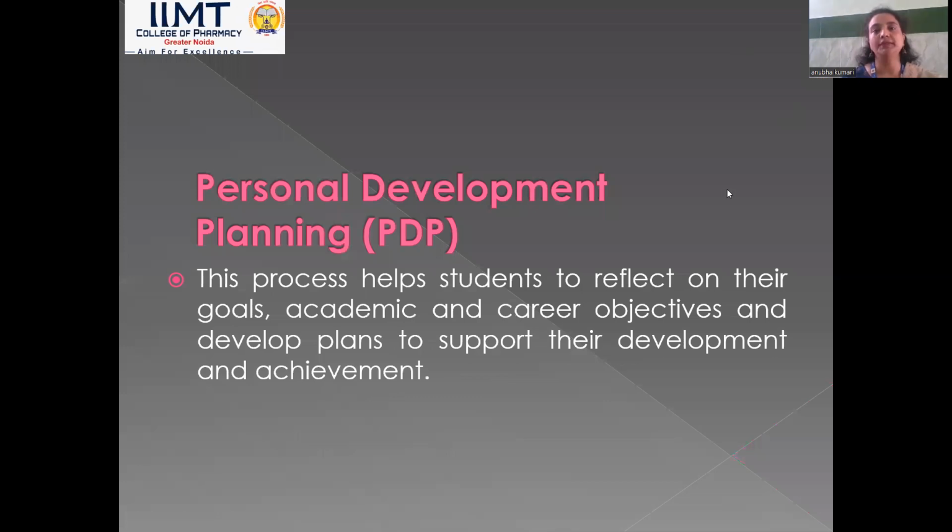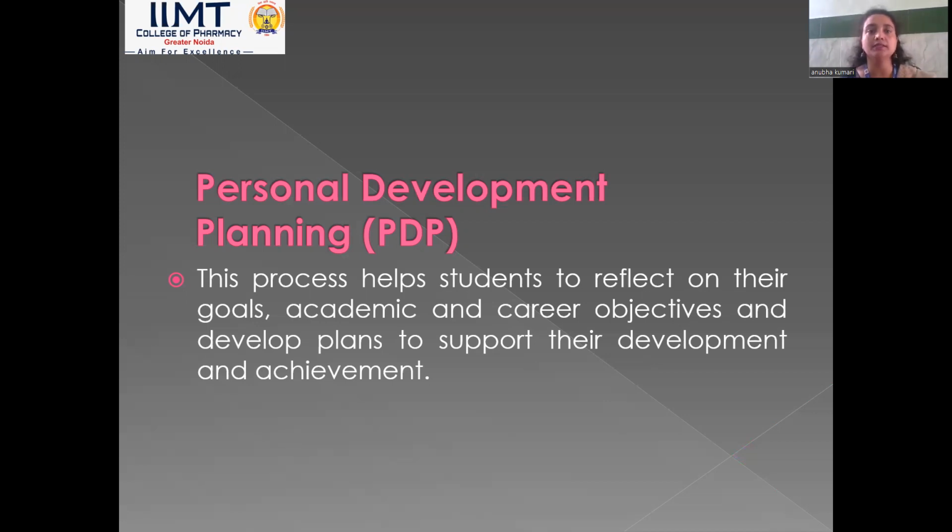So, what basically is personality development planning? This is a process that helps students to reflect, to introspect, and to understand what their different goals, academic and career objectives are, and how they can develop plans that would be best for achieving those goals or objectives.